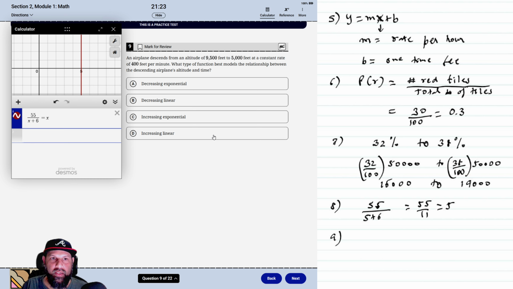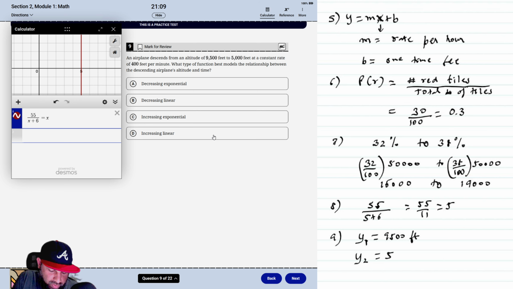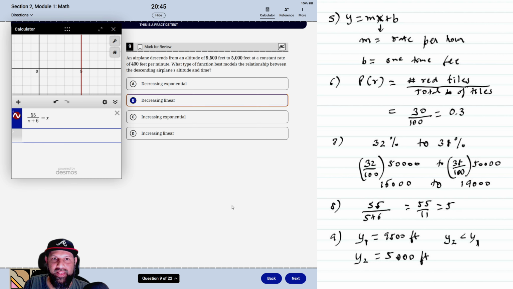Constant rate equations are linear equations, and your y1 value is 9,500 feet, and y2 is at 5,000 feet. So y2 is less than y1. When y2 is less than y1, it means that the slope is negative, which means it's a decreasing equation. And as mentioned, it is also a linear equation, so it's going to be a decreasing linear equation, which is B.